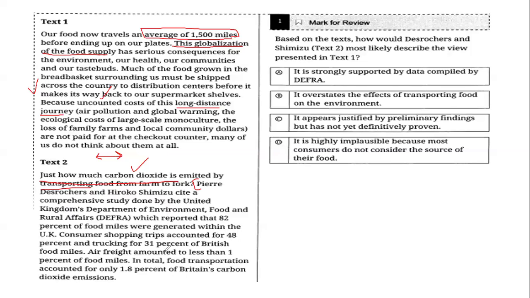Air freight amounted to less than 1% of food miles. In total, food transportation accounted for only 1.8% of Britain's carbon dioxide emissions. Okay, this is a good one. So this passage clearly says that it's not harmful. The so-called transportation of food is not as harmful as people are thinking. Both are talking about transportation.